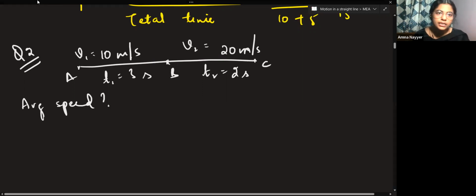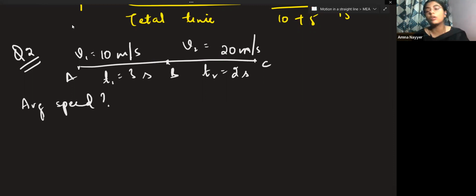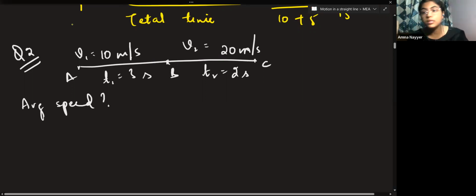See, in these kinds of questions where velocity is already mentioned and no distance is given, we have to calculate the total distance divided by total time. Whenever you have average speed, remember your aim is to take out the total distance divided by the total time. So total distance will be what? For calculation of total distance.